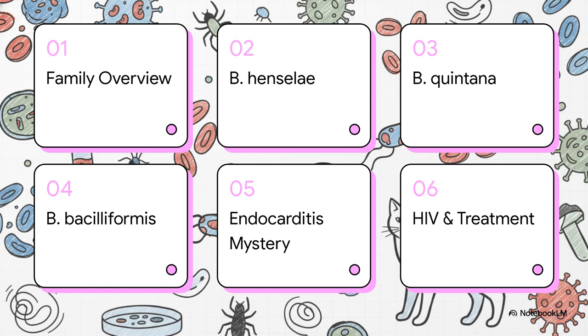Okay, let's dive into this syllabus. We're looking at 1. Family overview. 2. B. henselae, the feline threat. 3. B. quintana, the trench menace. 4. B. bacilliformis, Andean sandflies. 5. The culture-negative endocarditis mystery. And finally, 6. HIV manifestations and treatment.